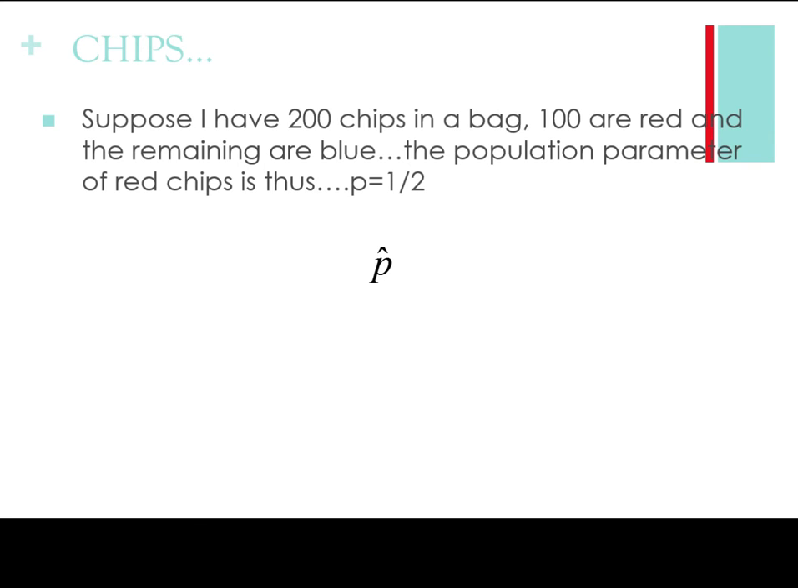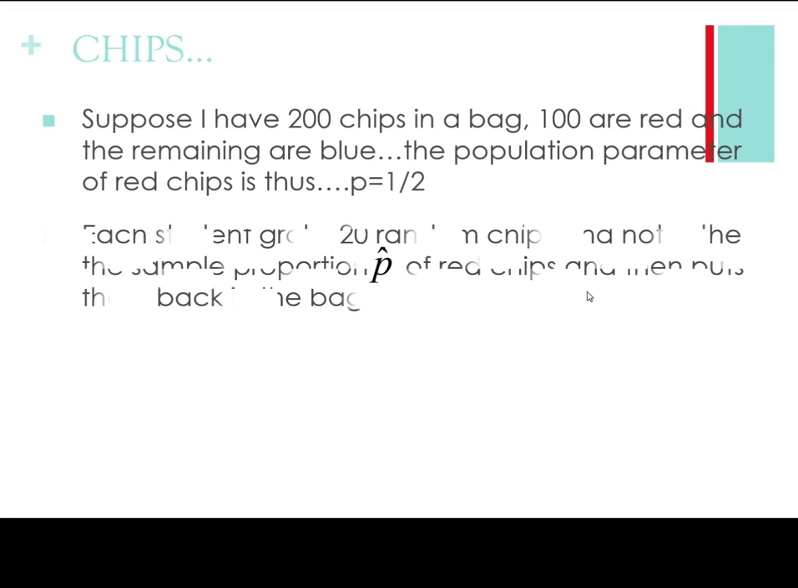Suppose I have 200 chips in a bag. 100 are red and the remaining are blue. The population parameter of red chips would be 1/2. That makes sense? Why is it a P and not a mu? Because it's qualitative, it's categorical. You're either a blue chip or you're a red chip. I can't assign a number, like blues are 1, reds are 2, and find the average. It doesn't make sense, okay?